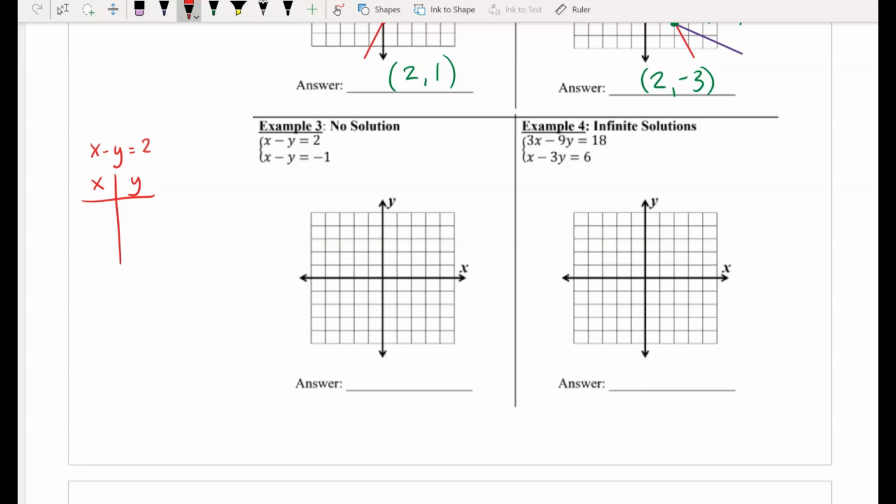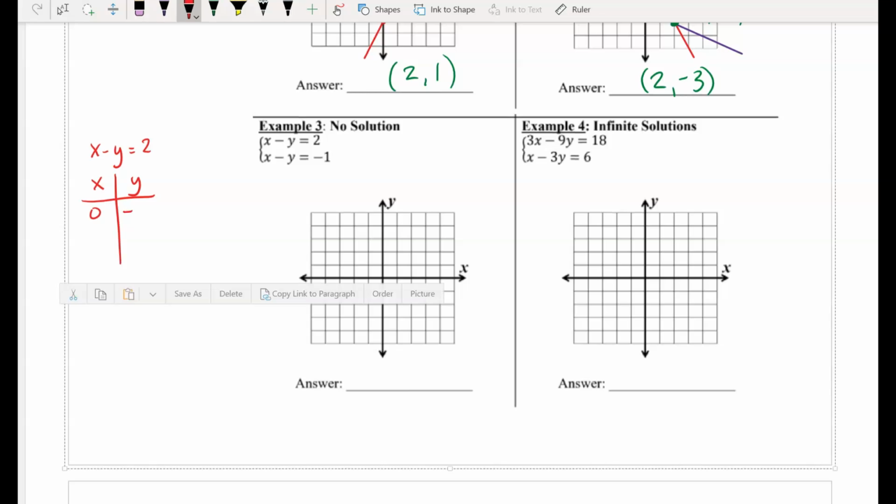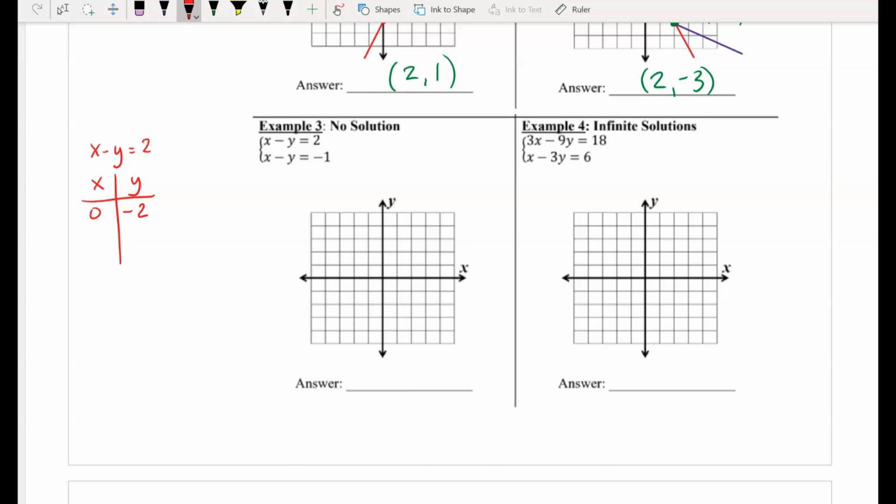So I'm going to take the line x minus y is equal to 2, and to find the y-intercept, I'm going to let x be 0. If x is 0, then negative y is equal to 2, which means that positive y is equal to negative 2. Now I'm going to find the x-intercept by letting y be 0. If y is 0, then x minus 0 is equal to 2, means that x is 2. So I can plot those intercepts. x is 0, y is negative 2.